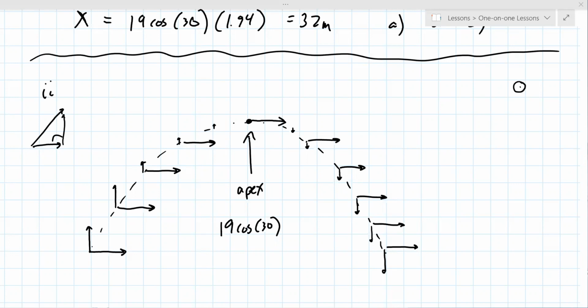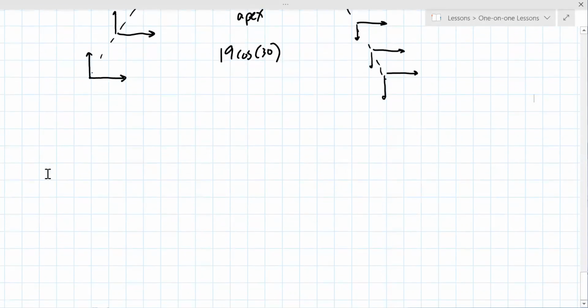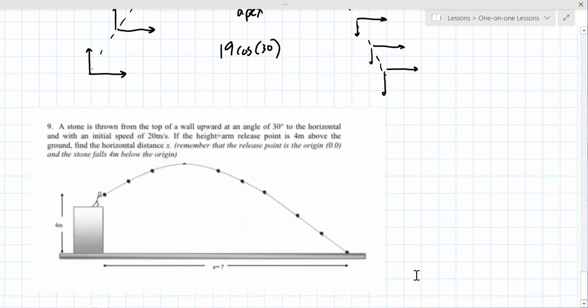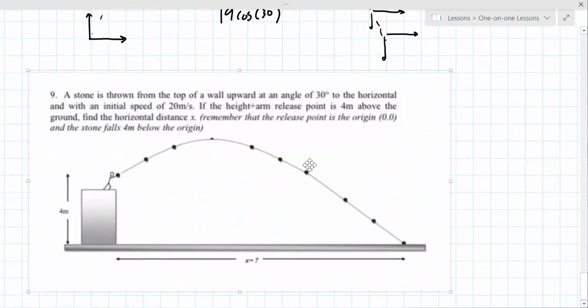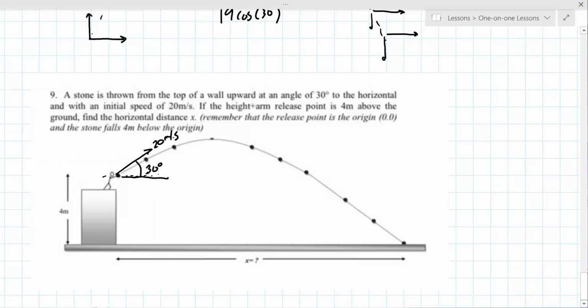A stone is thrown from the top of a wall upward at an angle of 30 degrees. Okay. I'm going to snip this picture in. All the problems that we've been doing lead up to this one. You started out with some questions where you're at ground level and you throw something, then you're on top of a building and you throw something out to the right. This one, there's a horizontal here, and you're throwing it at an angle relative to that, at 30 degrees, with a velocity of 20 meters per second.